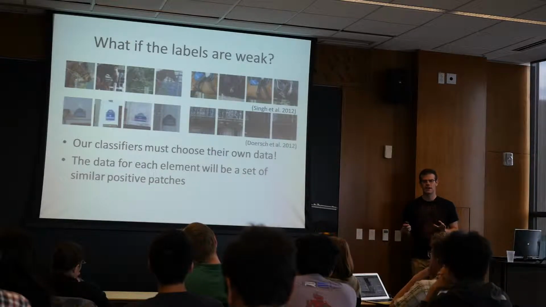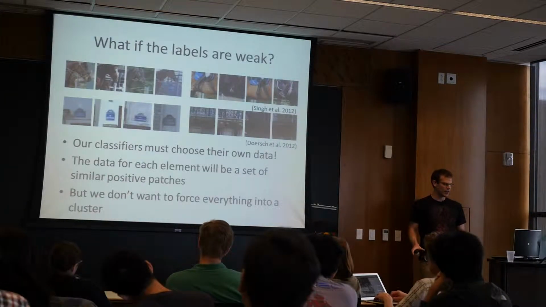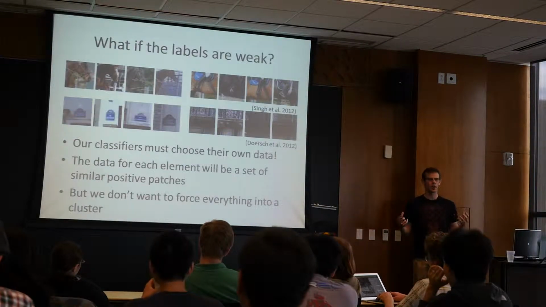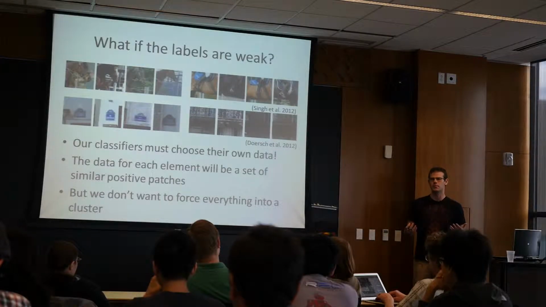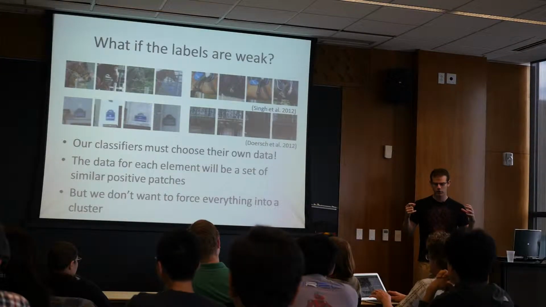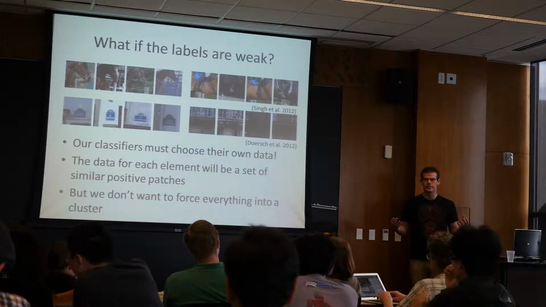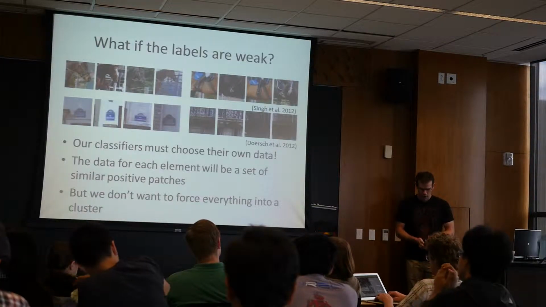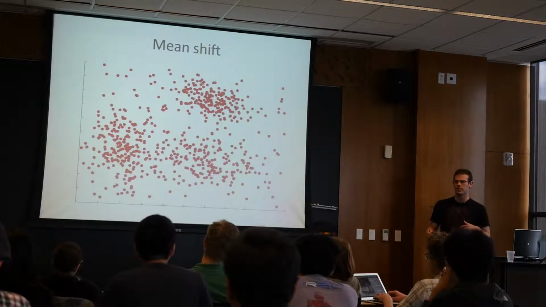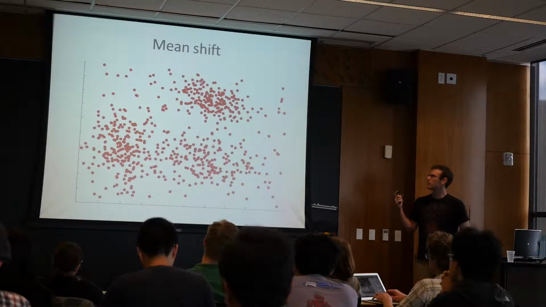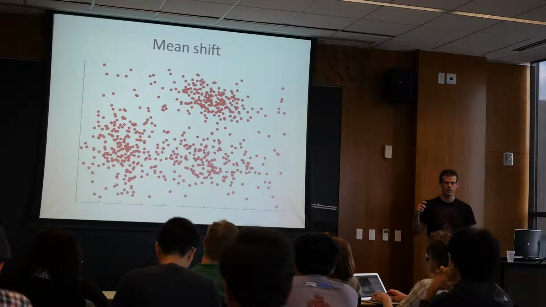But we don't want to use a standard clustering algorithm like k-means because we don't actually want to force everything into a cluster. There's going to be lots of garbage patches that don't really fit anywhere. And if we try to partition the whole space, we're going to put these into potentially good clusters and pollute them. So to find a clustering algorithm which doesn't partition the data set, we're going to start with mean shift. Now you've probably heard of mean shift, but I'll just recap it quickly.